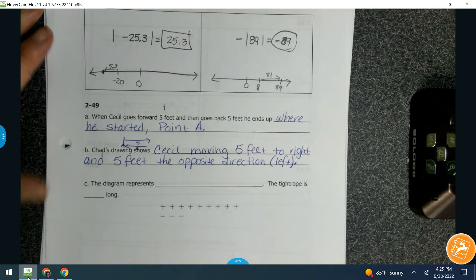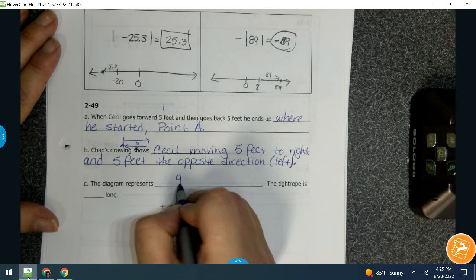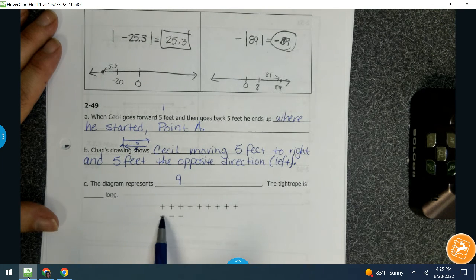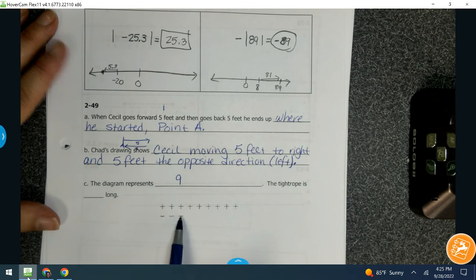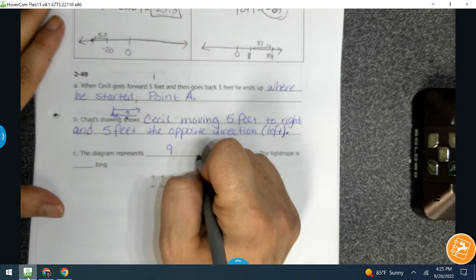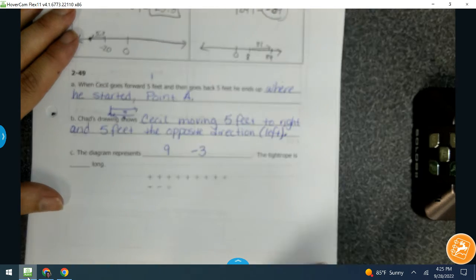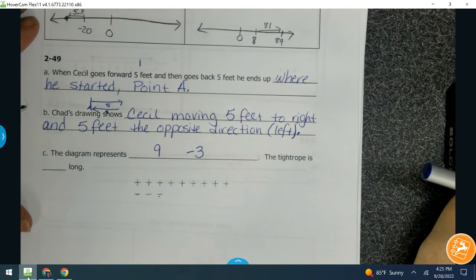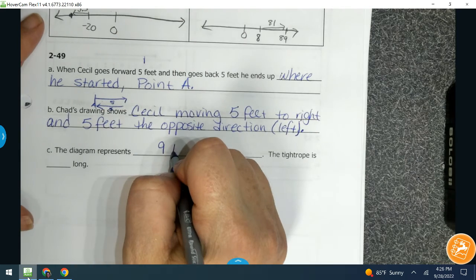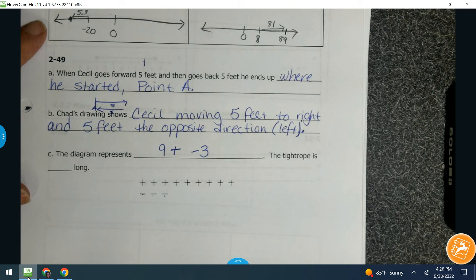So when I look at this, what I see is 1, 2, 3, 4, 5, 6, 7, 8, 9 positives. And I see 1, 2, 3 opposites. We haven't learned subtraction of integers yet. So what we're going to do is go ahead and add those together.